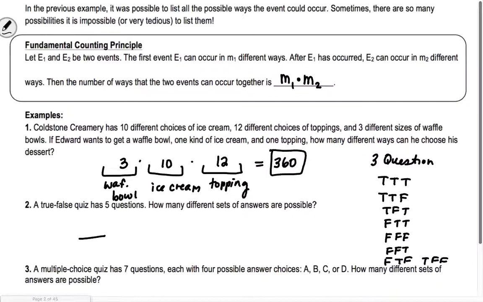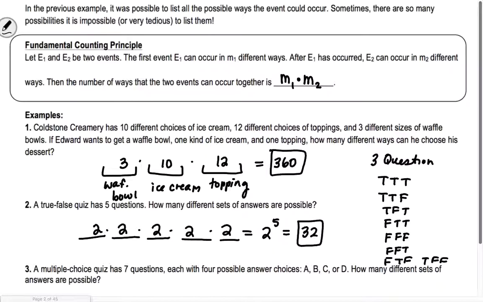So for each question, we have 2 possibilities for the answer. So our answer ends up being 2 to the 5th, which is 32. Yep. So listing out all of the possibilities can be quite tedious. That was just 5 questions. Have you ever taken a true-false quiz that's 5 questions? Probably not. They're usually a lot more, right?